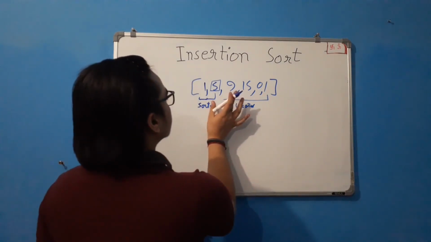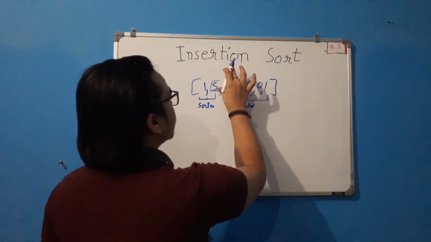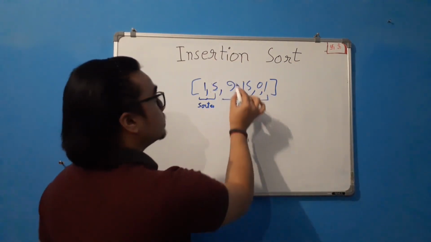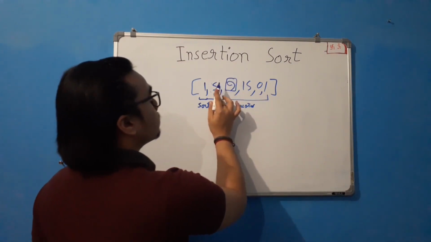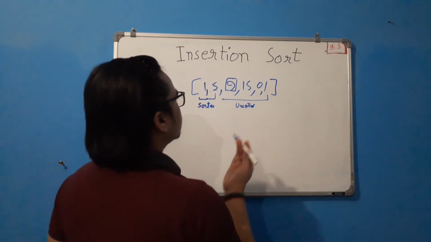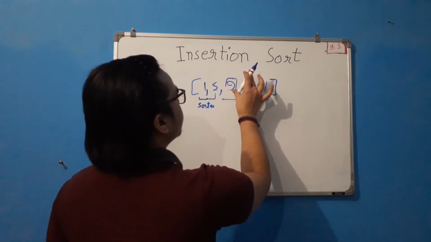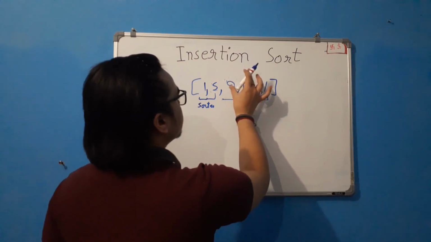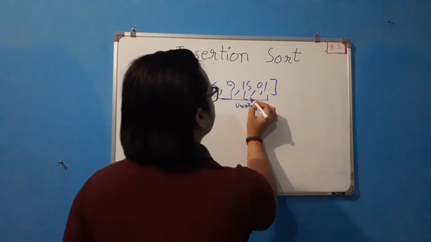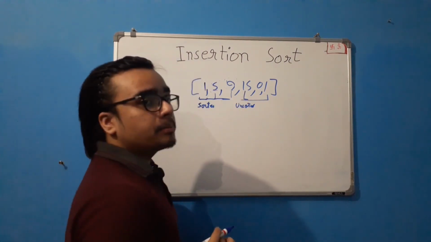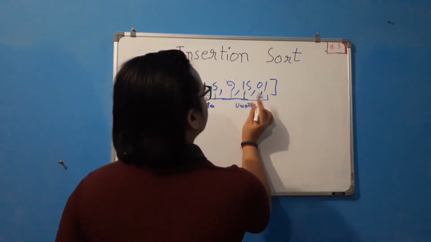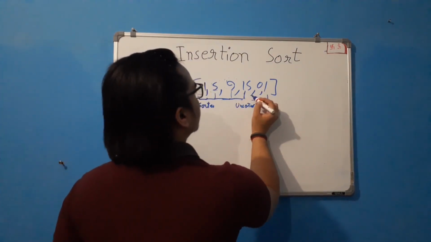Now the first element of the unsorted part, which is 9, will be compared with 5. This is not smaller than 5, obviously, so it won't change its place either. So this will also become the sorted part of the list. Now 15 will be compared with 9. The same will happen. This won't change, and it will also become part of the sorted list.